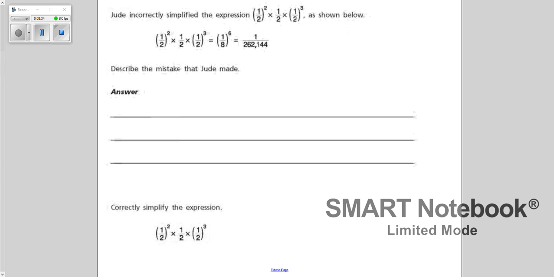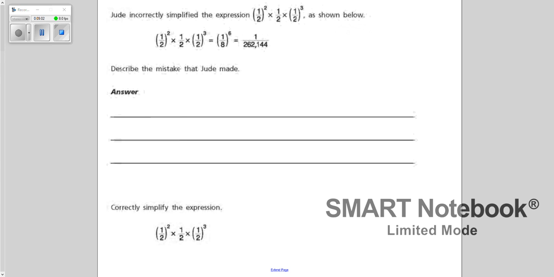Jude incorrectly simplified the expression 1/2 to the 2nd power times 1/2 times 1/2 to the 3rd power, as shown below. And you can see that he did equals 1/8 to the 6th power, and that equals 1 over 262,144. Describe the mistake that Jude made. Write your answer on those lines, and then below, correctly simplify it.